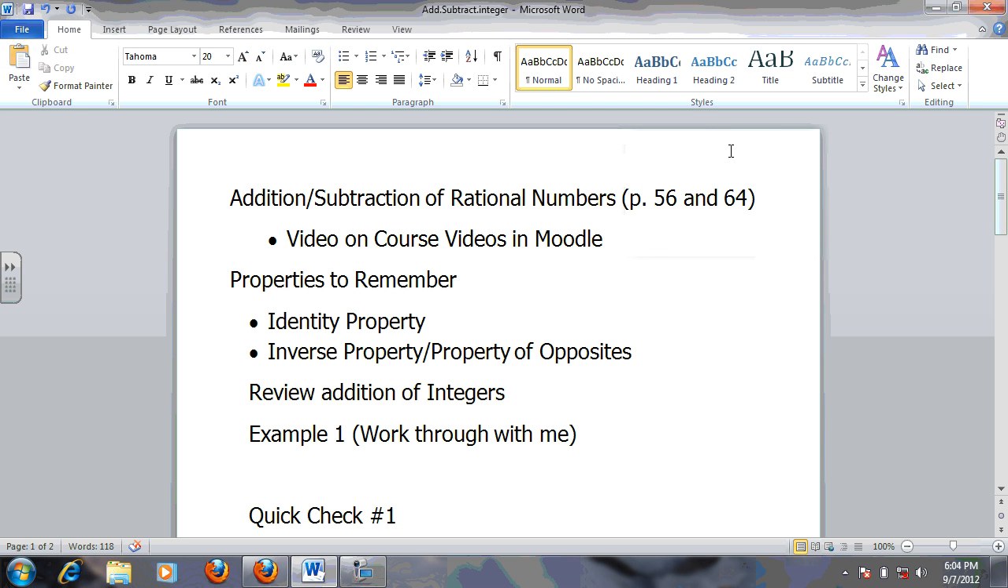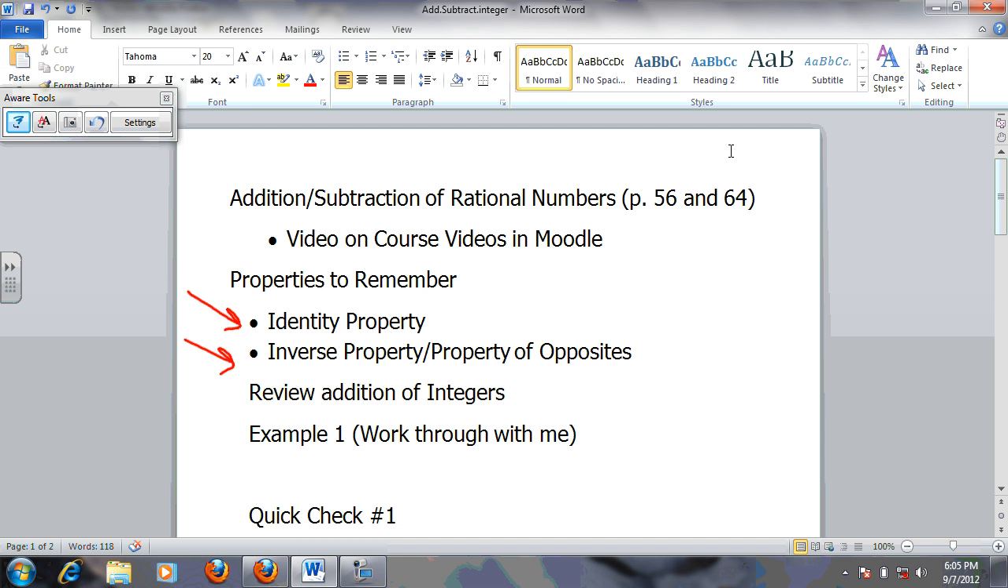This first video is going to be on the addition of rational numbers. This begins on page 56 in your textbook, Adding Rational Numbers. Before we begin adding rational numbers, we need to talk about two properties, identity property and the inverse property.